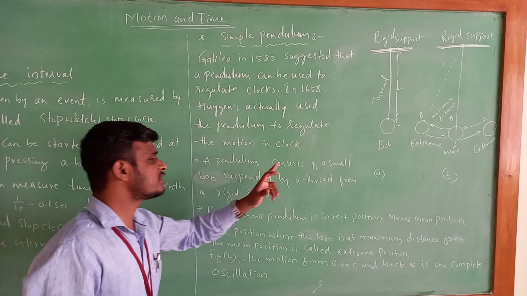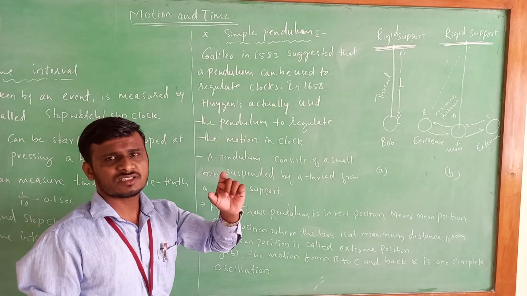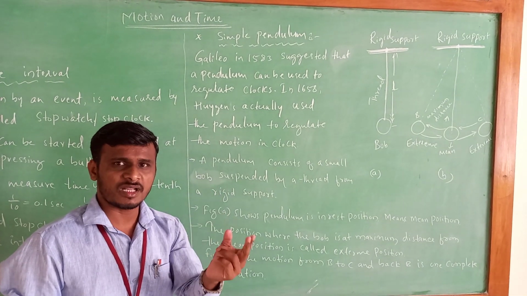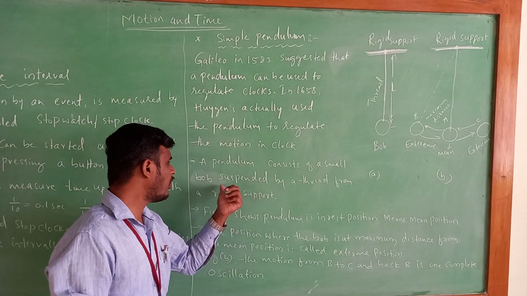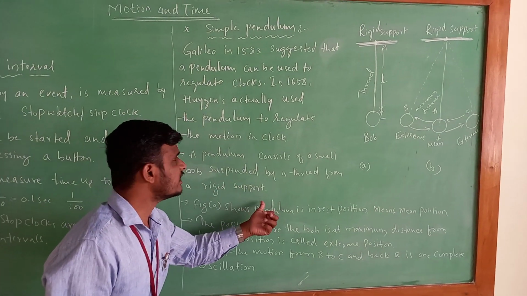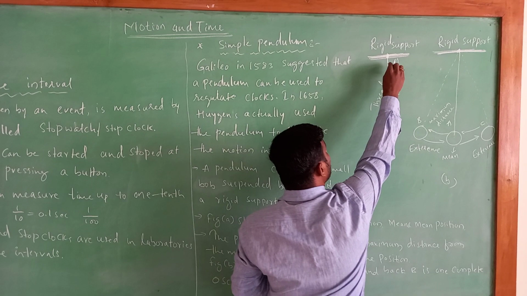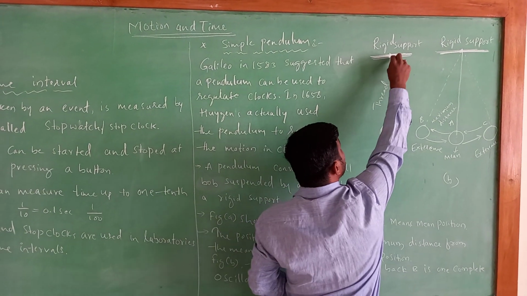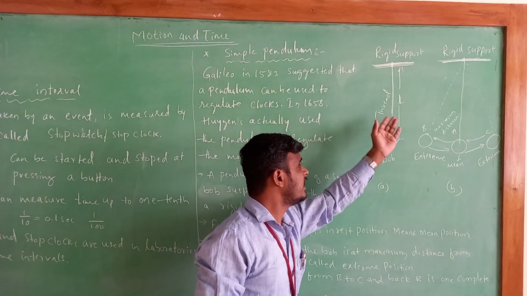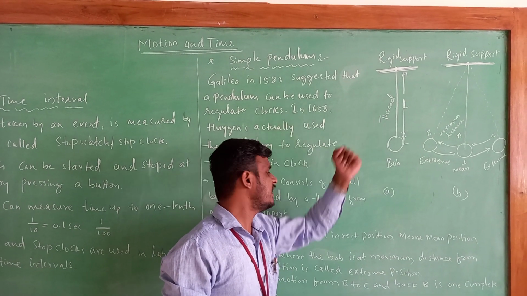A pendulum consists of a small bob, which means a metallic ball. Last class I showed you a thread with a metallic ball; that is the pendulum. A pendulum consists of a small bob suspended by a thread from a rigid support. The thread will not let the bob fall down from the support. That's why the thread is used.